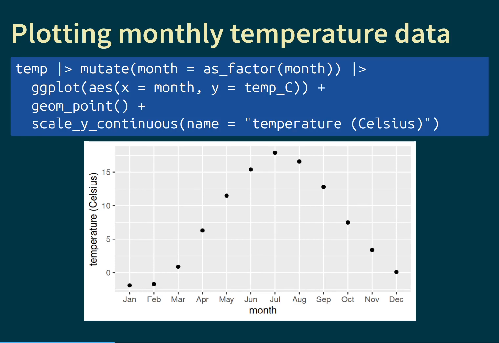What does this extra inserted piece of code do? Well, we mutate the month column to be equal to as_factor of month. So what we're doing is somehow converting the months into something else using this function as_factor, which we have not yet seen before. So let us discuss what this actually does.